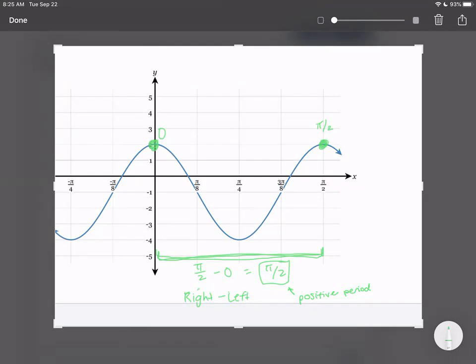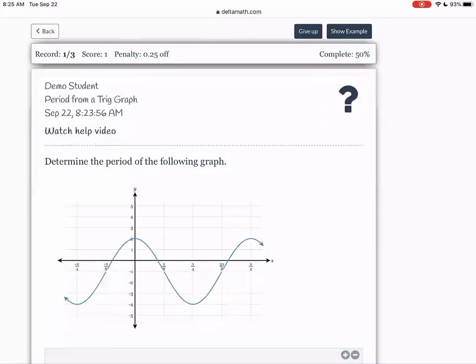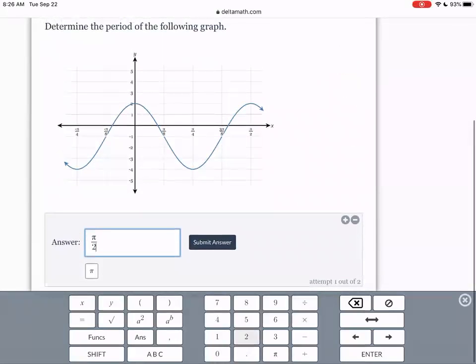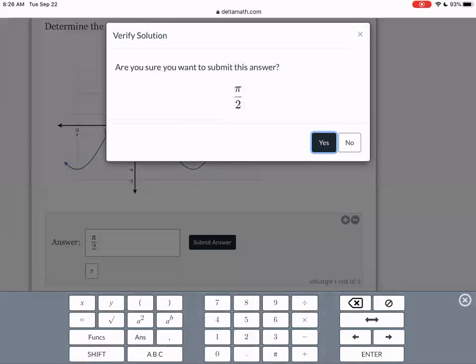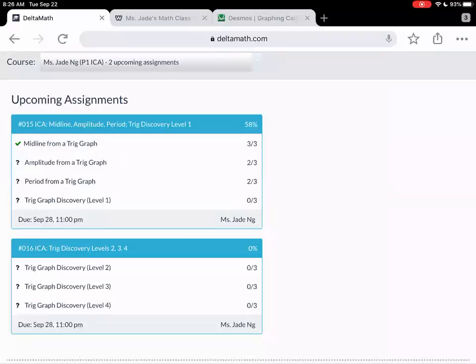Any other questions? Alrighty, let's type pi over 2 then. Okay, so pi divided by 2 is our answer. Cool. So that was it for period from a trig graph. Let's do the next one.